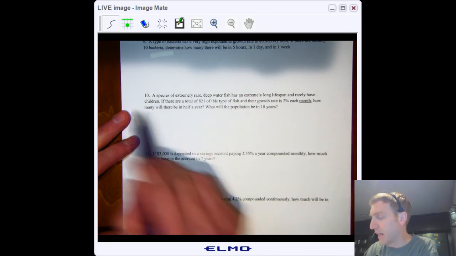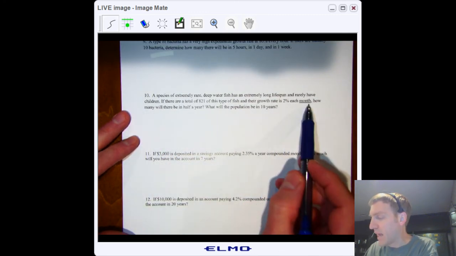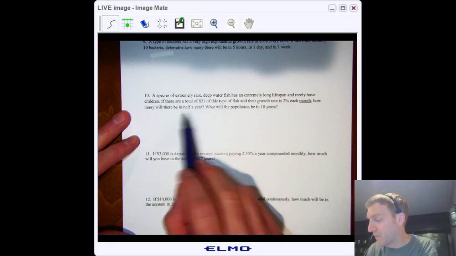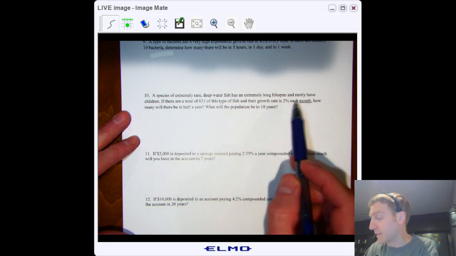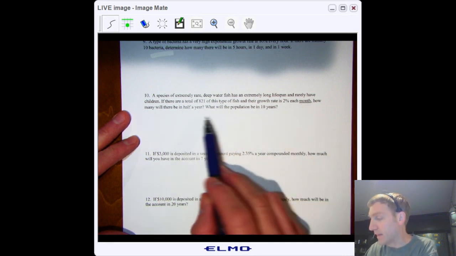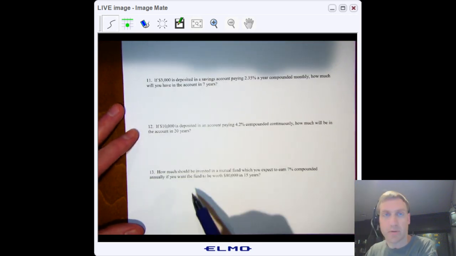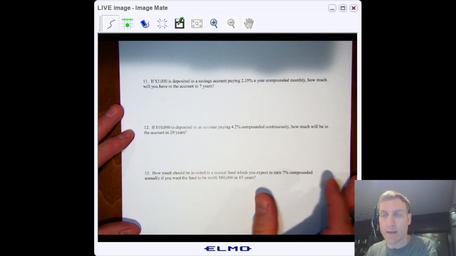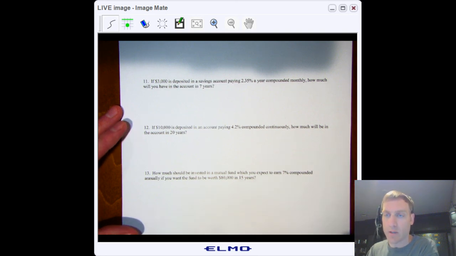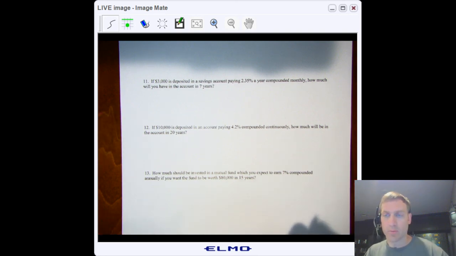Just like number 10, the growth rate is 2% each month. How many will there be in half a year? What will be in 10 years? Again, since it's 2% each month, make sure that your time is in months. And then the last 3, 11, 12, and 13, all use one of the finance equations, the compound interest formulas, either continuous compound interest or compounded n times per year.